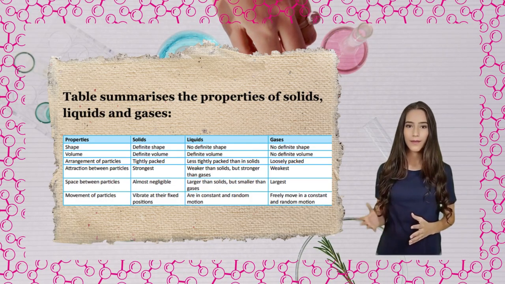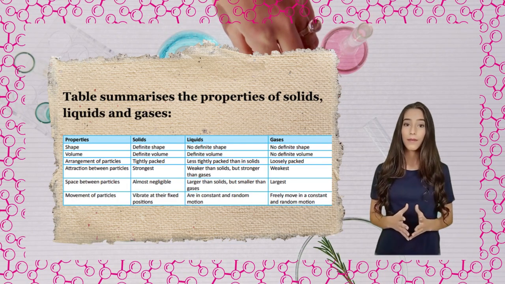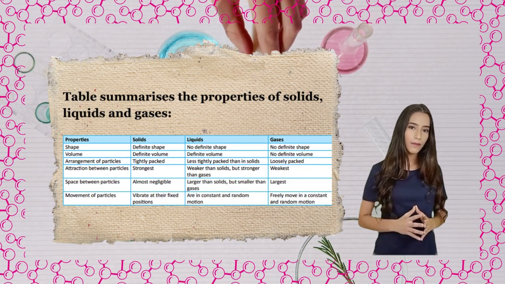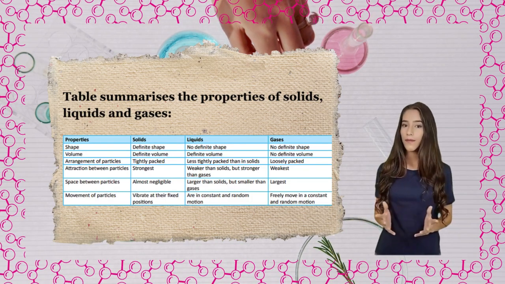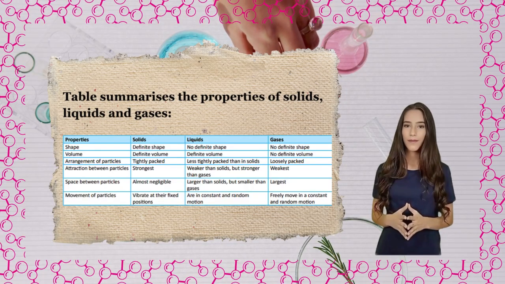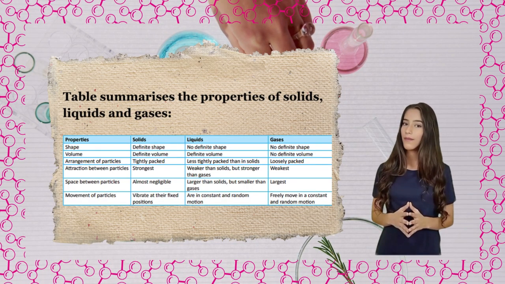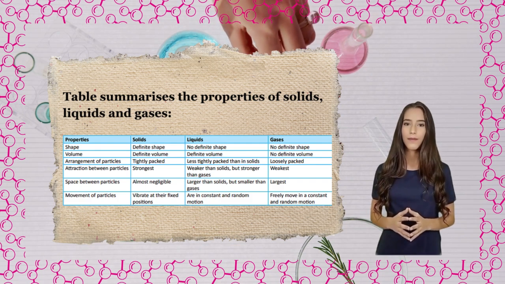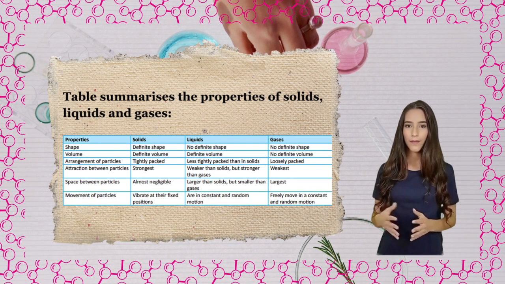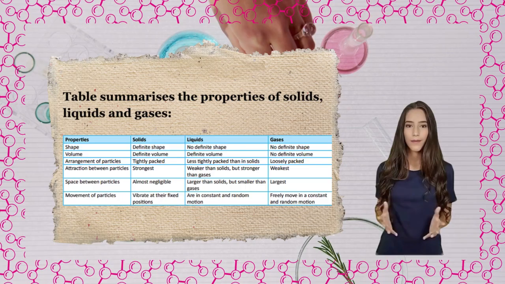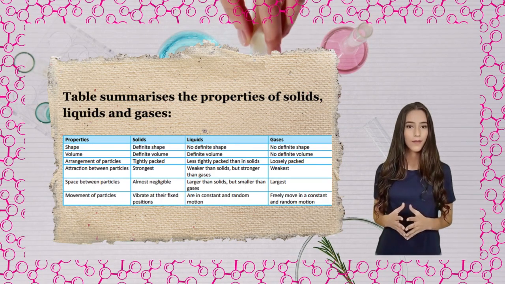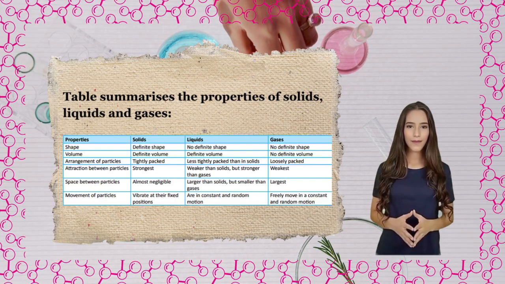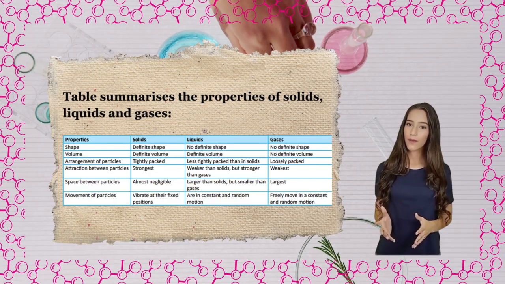Attraction between particles: strongest, weaker than solids but stronger than gases, weakest. Space between particles: almost negligible, larger than solids but smaller than gases, largest. Movement of particles: vibrate at their fixed positions, are in constant and random motion, freely move in constant and random motion.